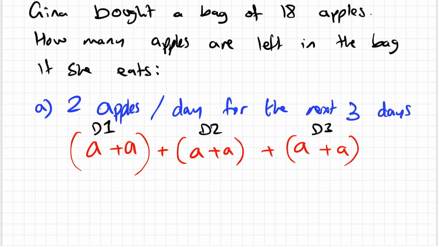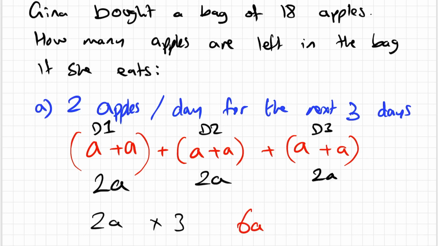Do you think there's an easier way to do that? She ate 2 apples per day for 3 days. So A plus A, which is 2A. That's again 2A, that's again 2A. But there's 3 lots of these. So we could just say 2A times 3, because 2 times 3 is 6. 6A, 6 apples. So if she ate 6 apples, we're not finished because she started off with a bag of 18. We need to minus the 6 apples from the 18 apples that she started off with. What would she be left with? Of course, she'll be left with 12 apples.